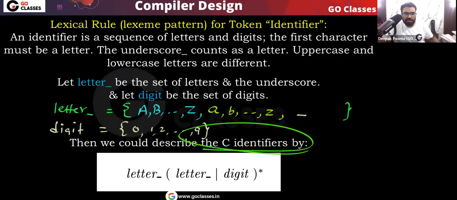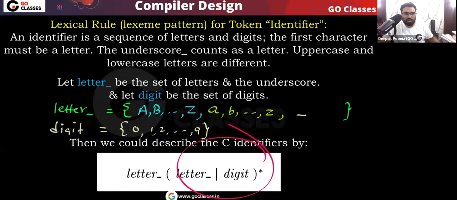We could describe the C identifier by this regular expression. You can see the first character must be a letter. Underscore is also a letter. So the first character must be from this set, letter or underscore. After that, any sequence of letters or digits. So you can see either letter or underscore or digit, star. Star means zero or more times. So basically any sequence of letters or digits. So this is the regular expression that will describe the set of all C identifiers. Very simple. And remember, corresponding to this regular expression, we will generate a token, that is the identifier token. Very simple. I hope you understood.